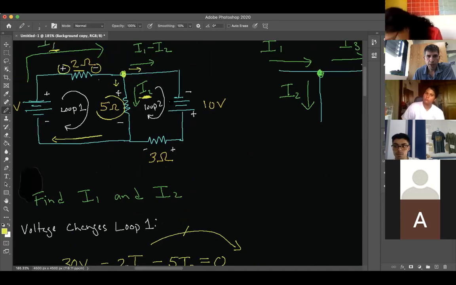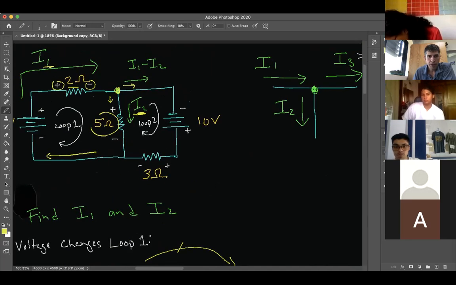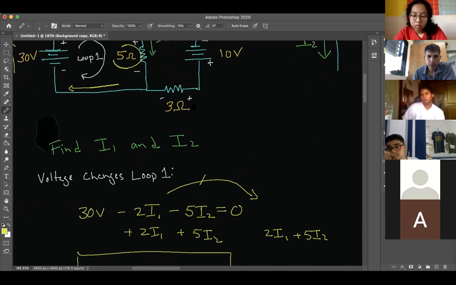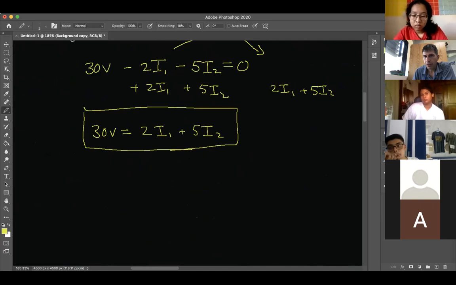All right. So looking up here, let's erase some of this to make it easier to see. Okay. So now we're going to look at the second loop. So we're going to look at the voltage changes for the second loop. Let's write that down.